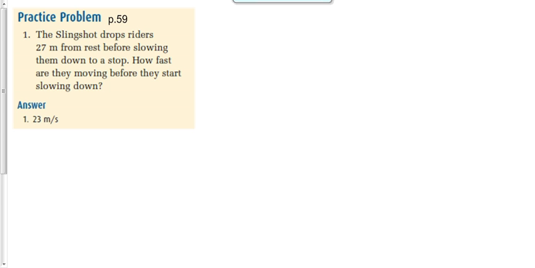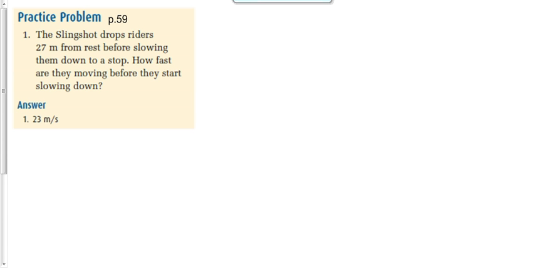We're still into those acceleration problems involving gravity. And page 59, our homework last night, no different. Okay, it's one of those group B problems involving acceleration due to gravity. So let's do this question here now on page 59. It says, the slingshot drops riders 27 meters from rest before slowing them down to a stop. How fast are they moving before they start slowing down?